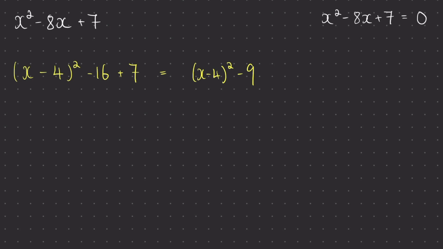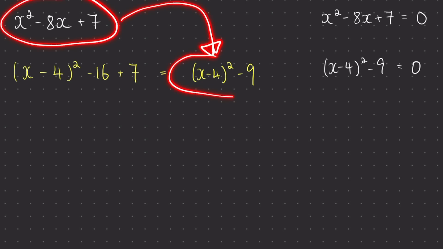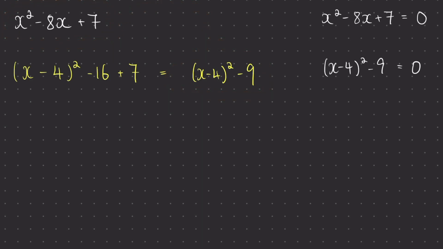So after completing the square, we could write that brackets x minus 4 all squared minus 9 is equal to 0. We can do this because we worked out previously that if we completed the square on this, it would just equal this form here. So once we're at this stage, it becomes very simple. We just need to do the same thing to both sides of the equation and solve for x. I would first add 9 to both sides.